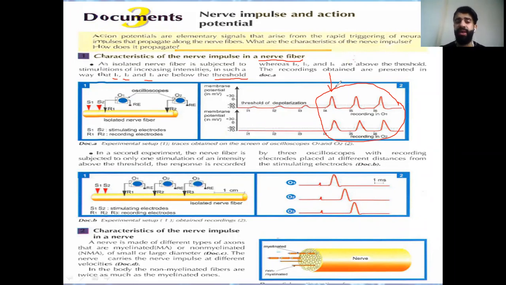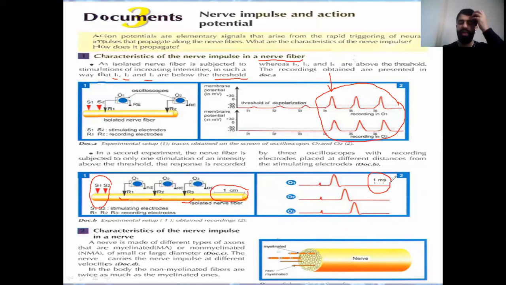In the second experiment, the nerve fiber is subjected to only one stimulation of an intensity above the threshold. The response is recorded by 3 oscilloscopes with recording electrodes placed at different distances from the stimulating electrodes. So here we have the stimulating electrodes, and here we have the recording electrodes 1, 2, and 3. They are located at different positions, so the distance between them is D, 1 centimeter, and the time here is 1 millisecond.